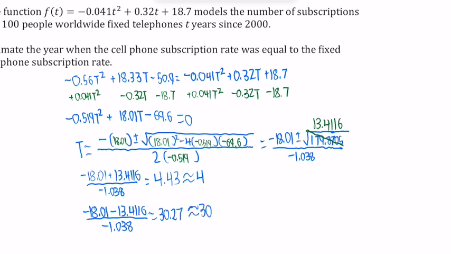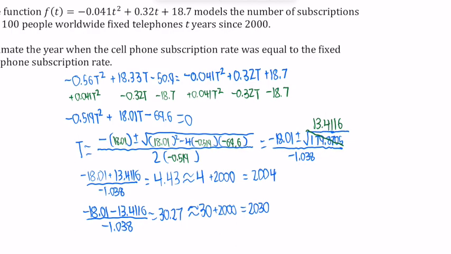Now t is years since 2000. So to figure out the actual year, I would add each of these to the year 2000, and I get that they would be equal in the year 2004 and in the year 2030.